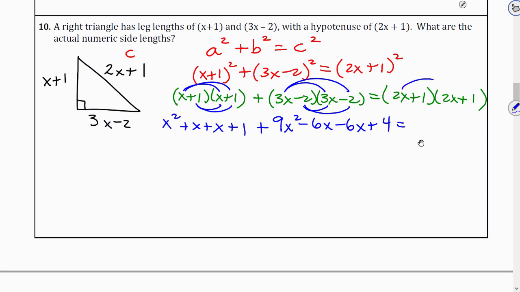Equals 2x times 2x is 4x squared. 2x times 1 is plus 2x. 1 times 2x is plus 2x. 1 times 1 is plus 1. Whew, I barely made it on the end of that page.